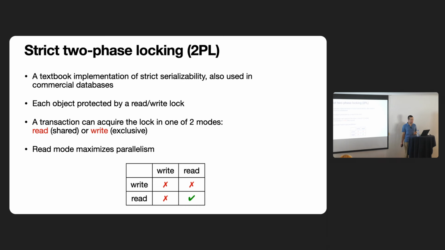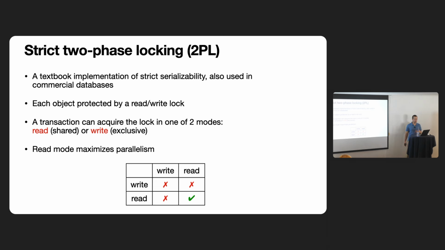So the idea here is that each object in the database is protected by a read-write lock. Remember, I decided to evade relations in SQL as much as possible. So I just have objects, and they have names, X, Y, right? And each object is protected by a read-write lock. Now, what is a read-write lock? The usual locks have just one mode. You acquire the lock, and while you hold it, no one else can get the lock, right? So it's exclusive. A read-write lock has two modes, a read mode and a write mode.